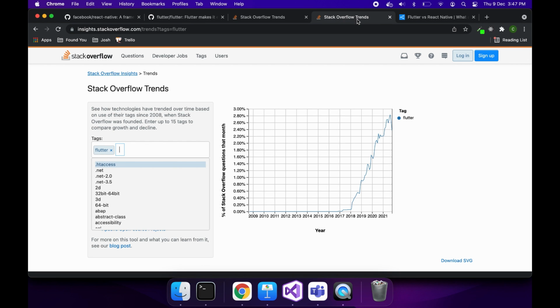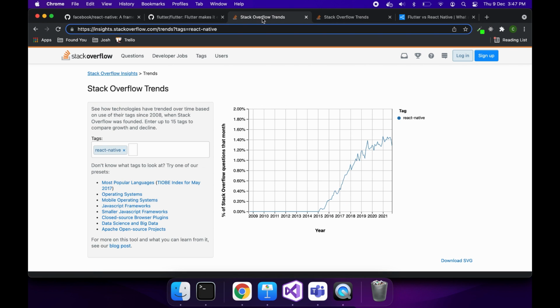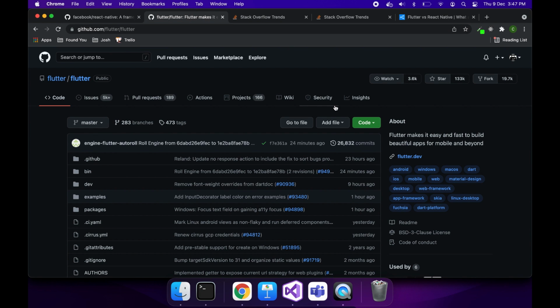So if I go look at the trends, I can see that Flutter is trending up and has quite a reasonable percentage of questions on Stack Overflow. React Native is also trending up, but it's sort of steadied a bit. It doesn't have as many questions, and I think that's possibly because some of their questions will fall under React.